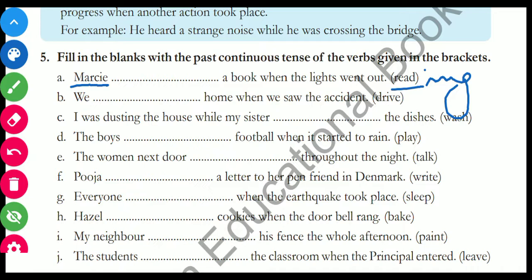Okay, now come to B. We dash home when we saw the accident. So we is our subject. Now here will was come or were come? Yes, we'll have were. Why? Because we is a plural word. Okay, so we were. Now we have drive. So the verb in its ing form, that is driving. So we were driving home when we saw the accident.